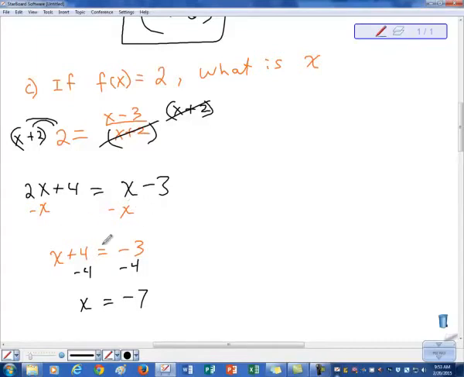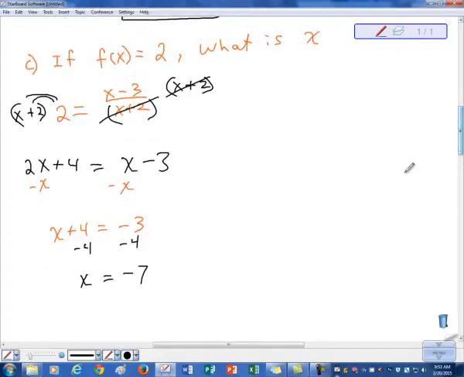And always a good idea to check your work as you do this. Alright, so we want to know what point or points are on the graph of f. So this is still part of part C. What point or points is or are on graph f?